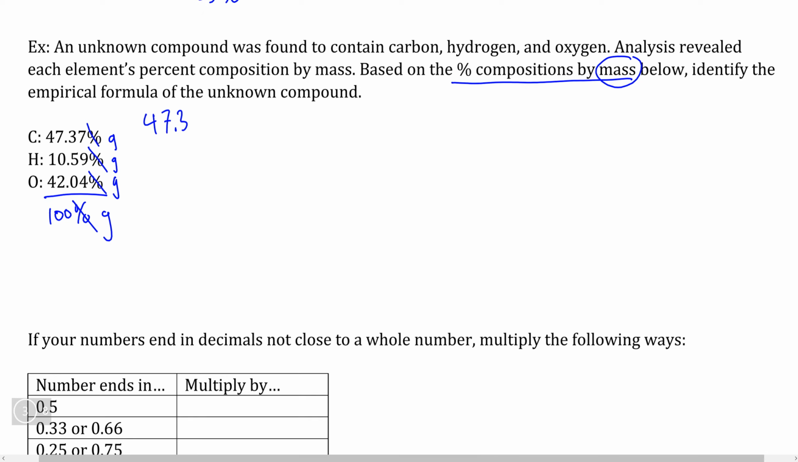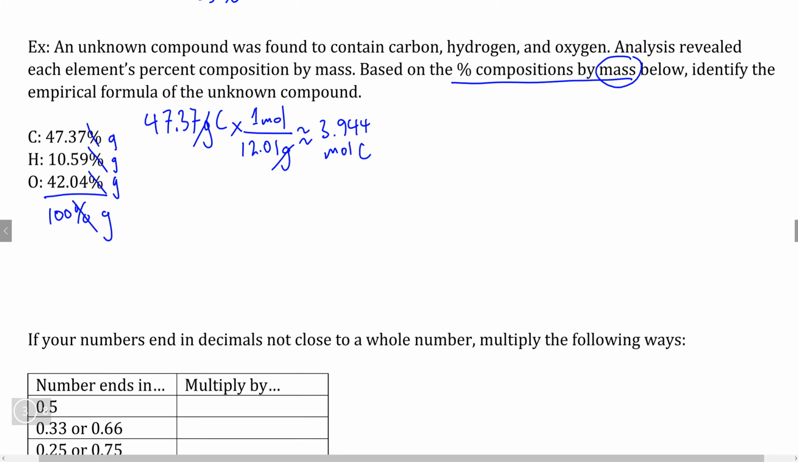So let's start with carbon, 47.37 grams of carbon. We need to convert to moles, so we multiply by 1 mole over the molar mass of carbon, 12.01 grams. Grams cancel, and if you put this into your calculator, this number comes to approximately 3.944 moles of carbon. Again, significant digits don't matter. I will explain why clearly after this calculation is done.